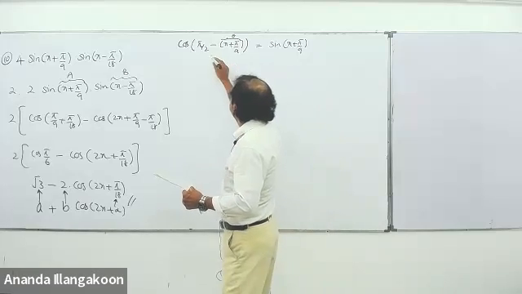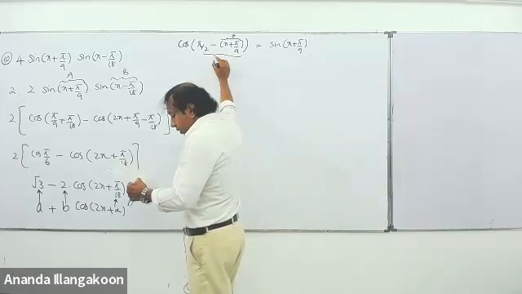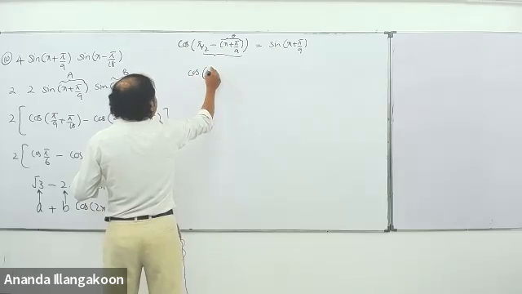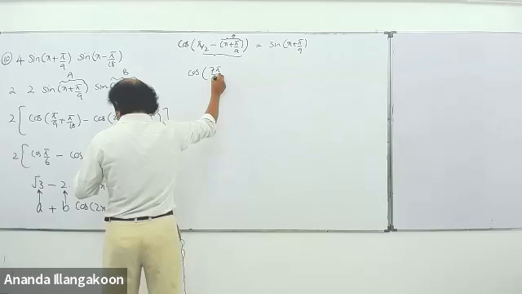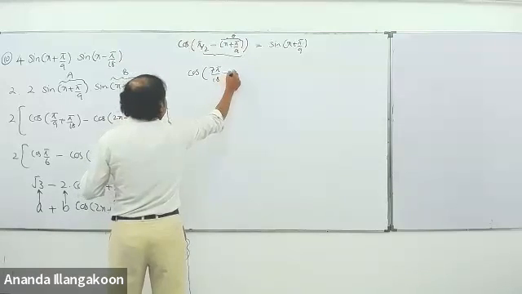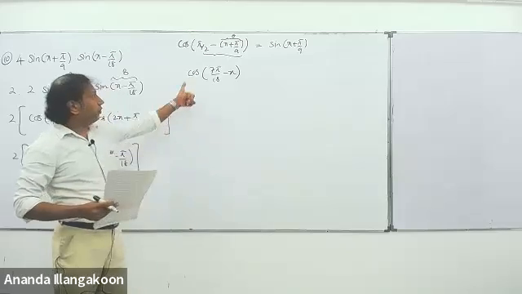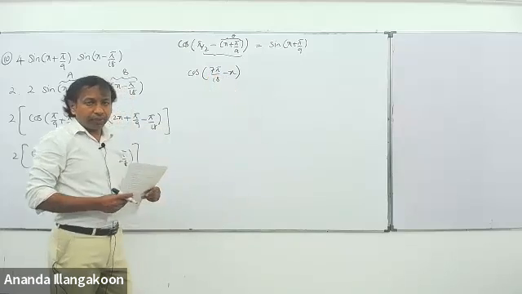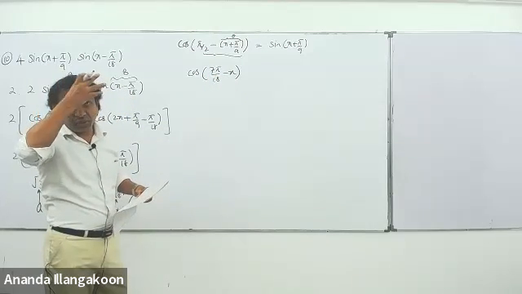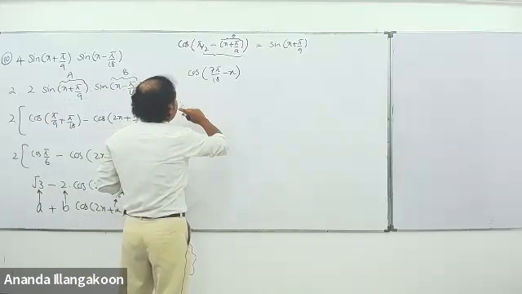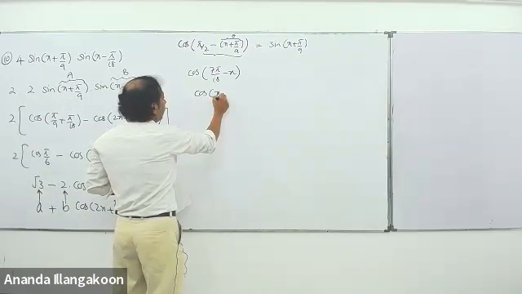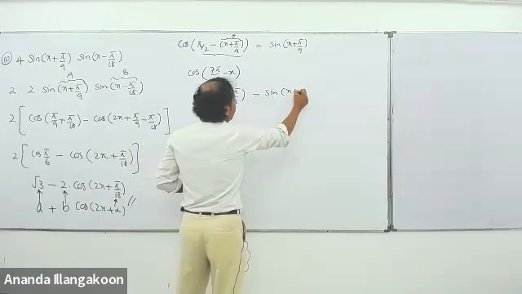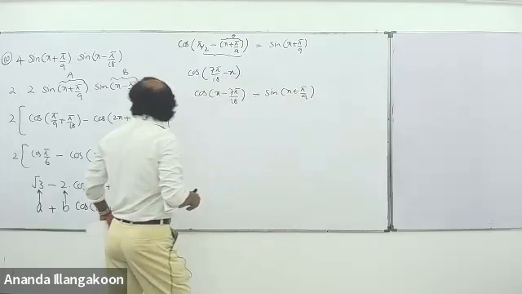Now simplify this. When you simplify this, you get cos(7π/18 − x). Since this ratio is cos, you can interchange the order. Understood? Cos(−theta) is cos theta. That's the reason. Then you can write cos(x − 7π/18) as this, sin(x + 5π/9). That's fine.